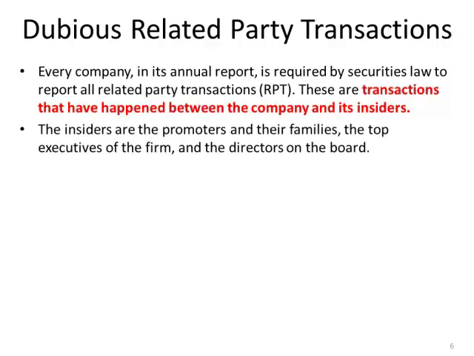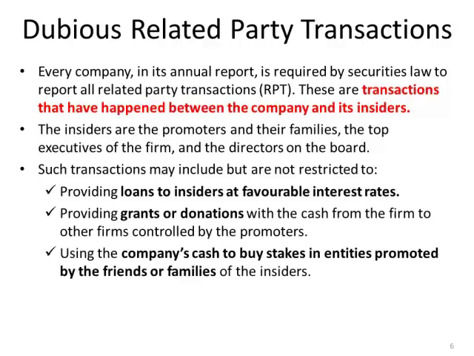So the insiders include the promoters and their families, top executives of the firm, as well as directors on the board. So this is a fairly large number of people, and these are all people who could have significant impact on the company based on their own transactions with it. So let's think about what kind of transactions we may be talking about. These are some of the ones that related party transactions would include, but it's not restricted to this list, so there may be others as well.